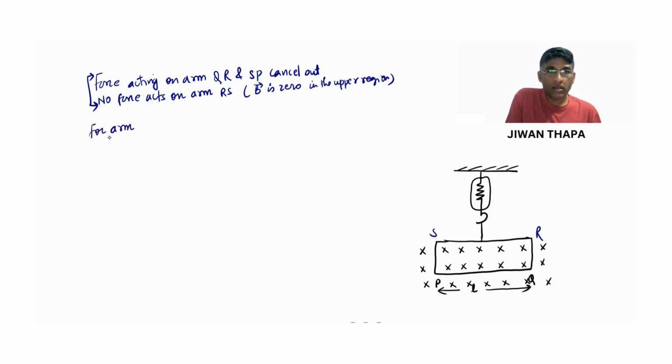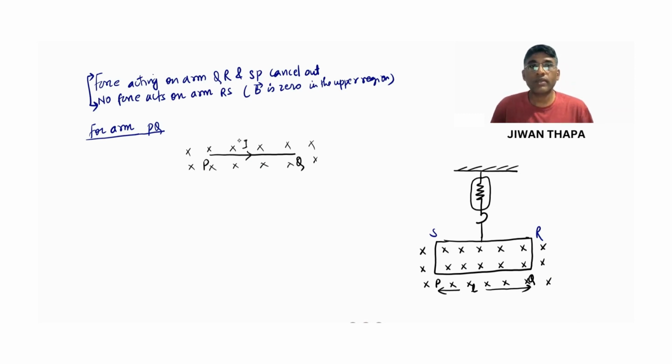Now, for arm PQ, okay, let's say we find arm PQ or side PQ is completely inside the magnetic field. It is completely inside the magnetic field and is carrying current I along this direction. So we have this. So the arm PQ will experience force.